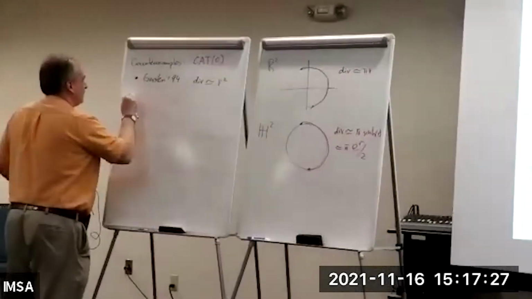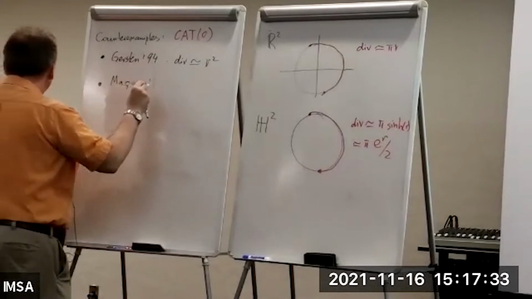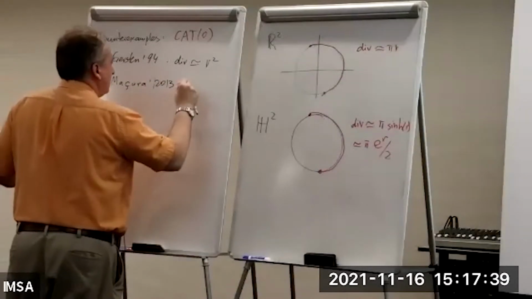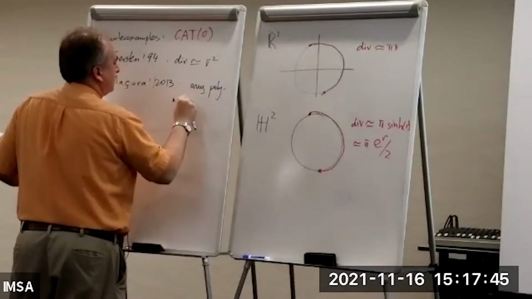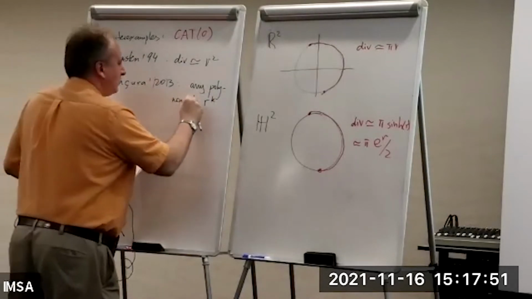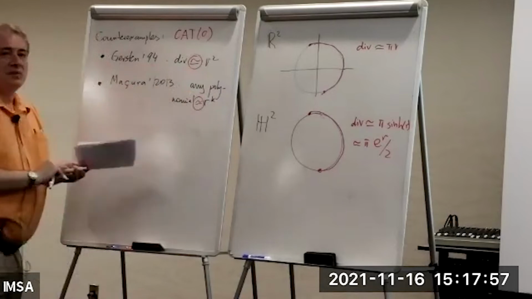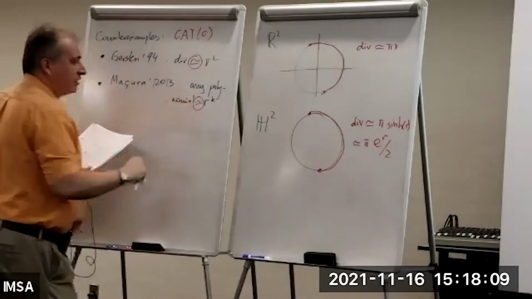Then Natasha Macura in 2013 came up with examples of any polynomial divergence R^d. And when I say polynomial, they are all considered up to an equivalence relation, which makes the constant irrelevant. So all we care about is the power. The constant is hidden in this equivalence relation.